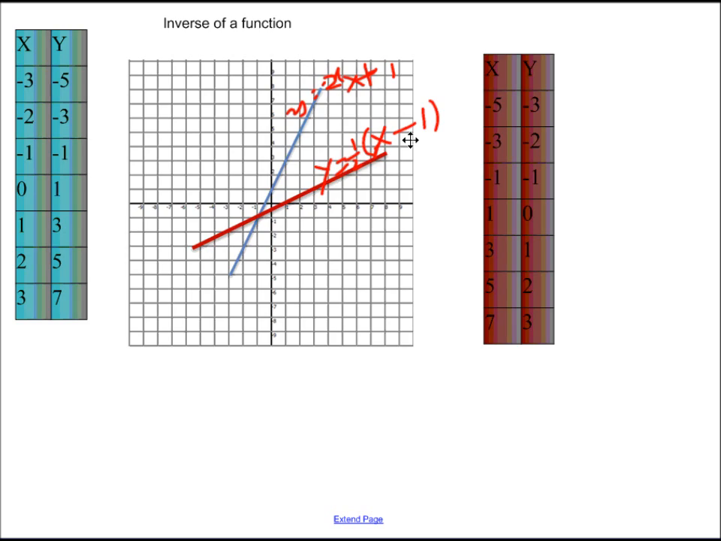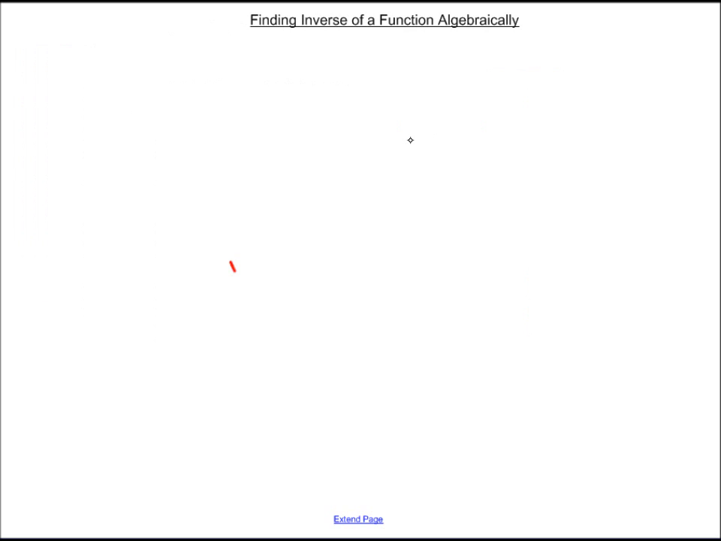So let's see how we can find the inverse of a function algebraically. We'll take the same function here, y equals 2x minus 1. Sorry, it was plus 1, I think, originally. Yes, so y equals 2x plus 1 is our original function, and we first drew the line of it by filling out the table of values.